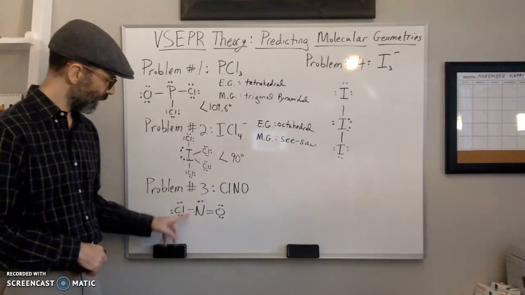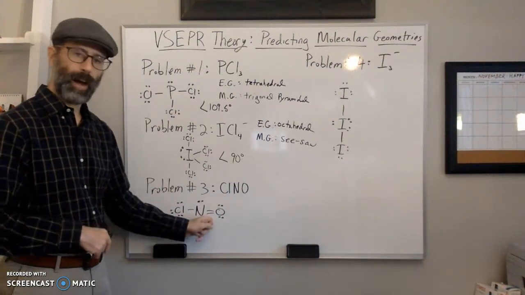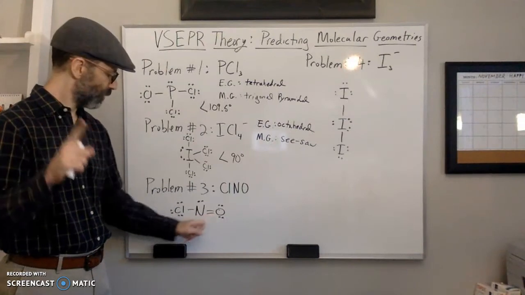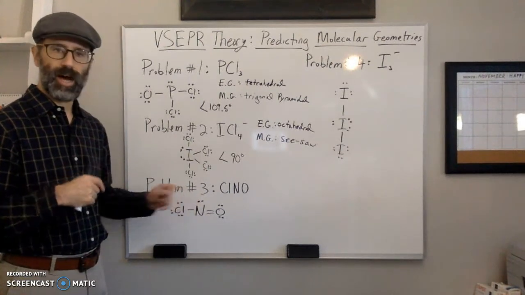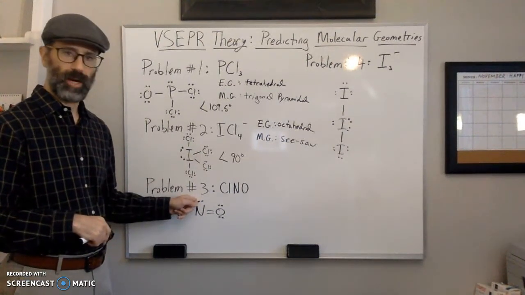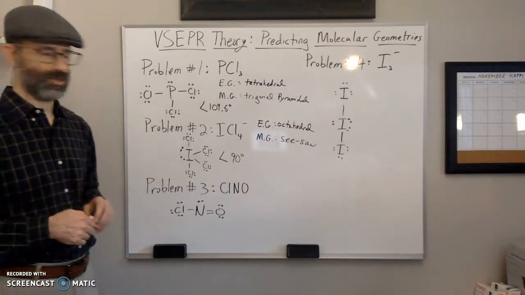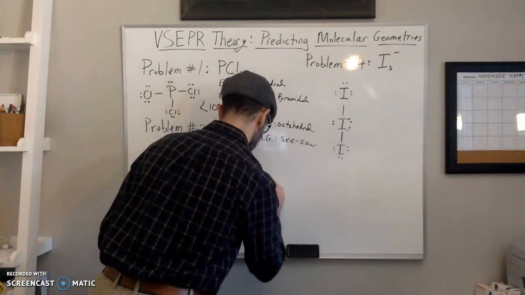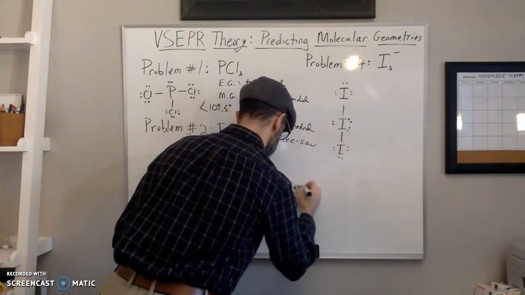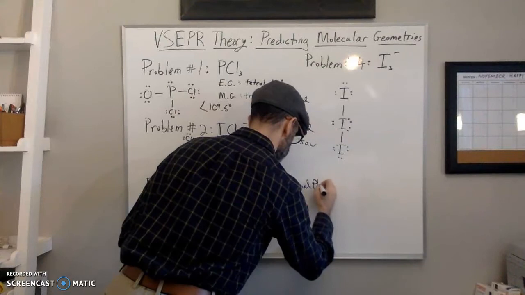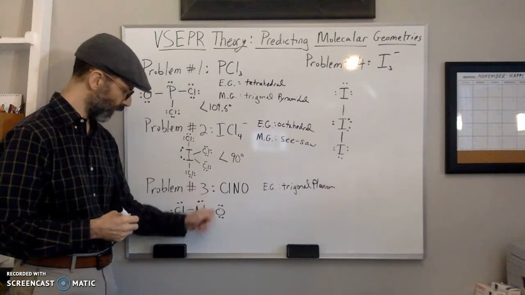So in this case, the electron geometry is, again, counting all electron groups. The double bond is 1 electron group, not 2. The single bond is another electron group, so that's 2 total. And then the third electron group is the lone pair. So I have a total of 3 electron groups. Whenever you have 3 electron groups, your electron geometry is going to be trigonal planar.